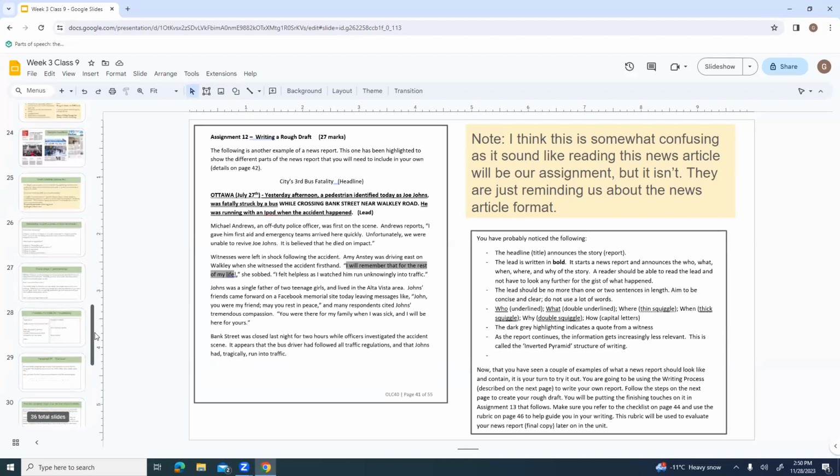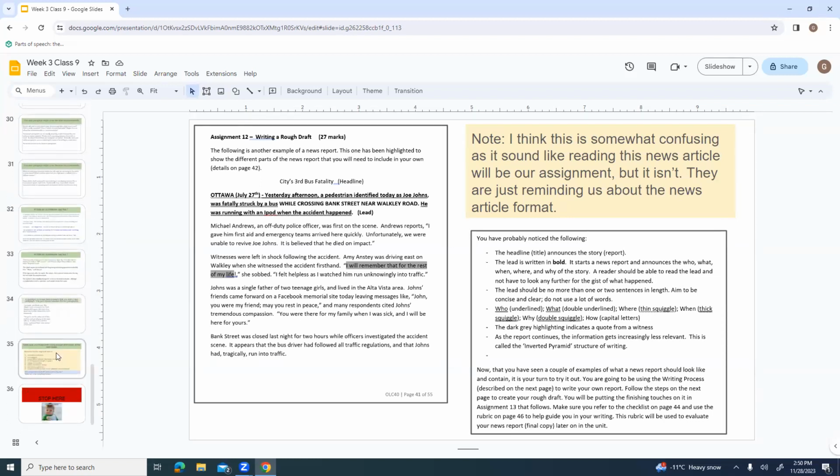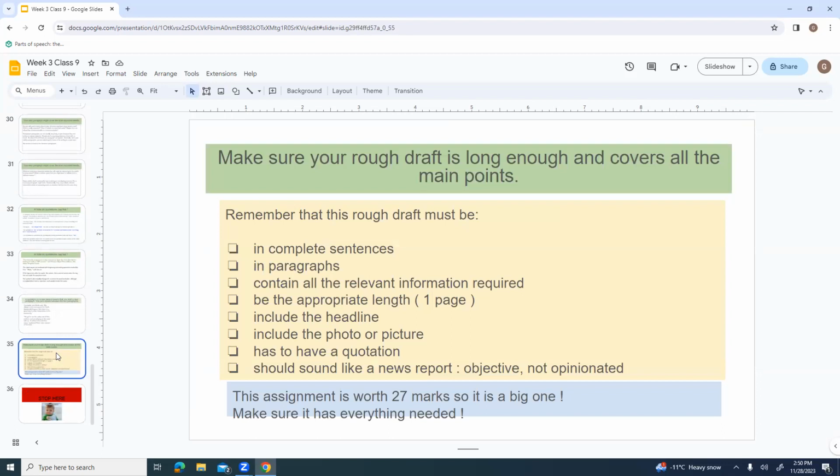We are kind of out of time at this point. So this is assignment 12. It is just the rough copy. So all you're doing is brainstorming and then doing your rough copy. It does not have to look amazing. It does not have to be 100% your best words and your best sentences and everything. We will worry about all that when we do assignment 13.